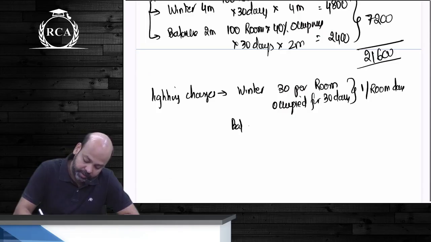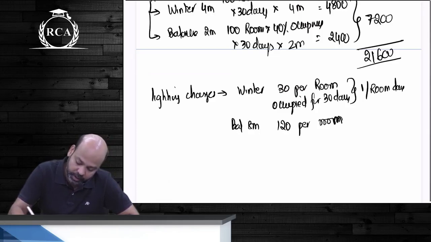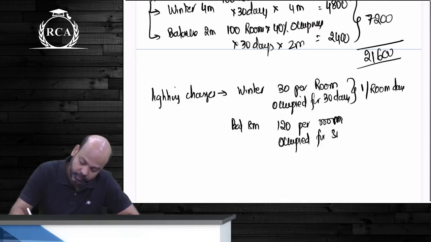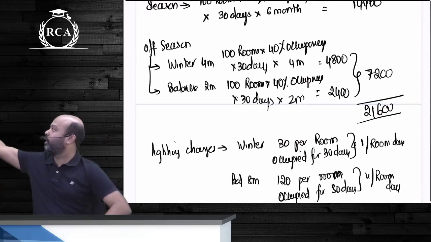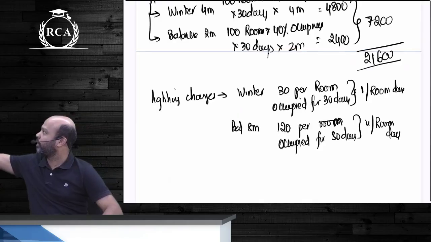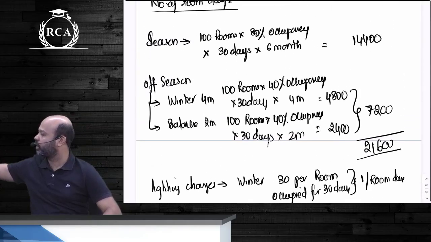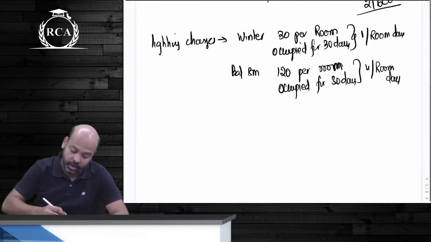Balance 8 months beta question says it is 120 rupees per room. Occupied for how many days? 30 days. So how much will be per day beta? 4 rupees per day. 4 rupees per room day guys. Now you know what is to be done guys. ऊपर लिखा मैं those 4,800 will multiply by 1 beta, लेकिन remaining 14,400 and 2,400 you will multiply by 4.